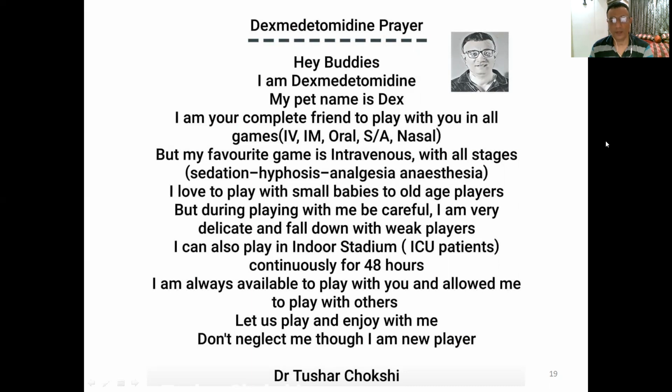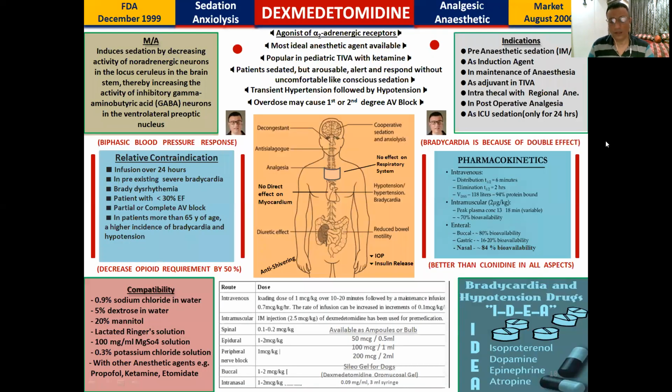But while playing with me, be careful. I am very delicate and fall down with the weak players. I can also play in the indoor stadium like ICU patients continuously for 48 hours. I'm always available to play with you, and allow me to play with others. Let us play and enjoy with me. Don't neglect me though I am a new player. The one thing I want to tell you about dexmedetomidine: I'm frequently using dexmedetomidine 15 to 20 microgram in my spinal anesthesia, and the spinal anesthesia effect is lasting longer than 6 hours.